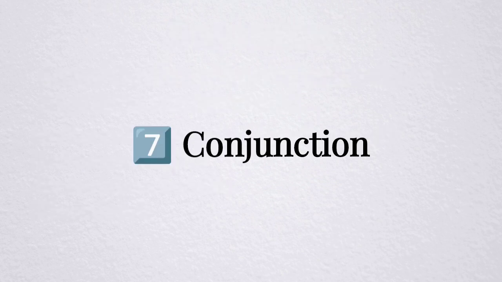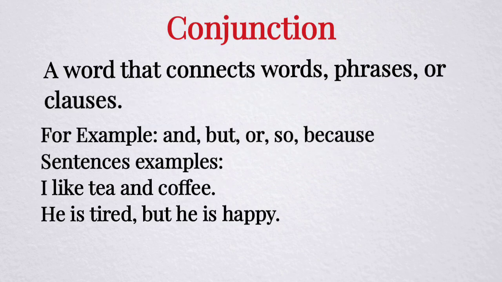Number 7. Conjunction. A word that connects words, phrases, or clauses. For example, and, but, or, so, because. Sentence examples. I like tea and coffee. He is tired, but he is happy.